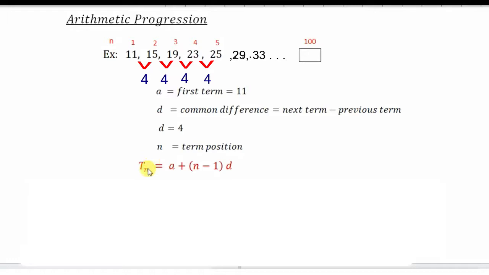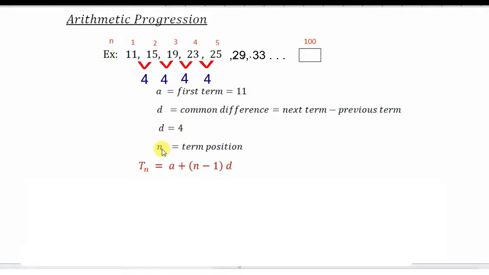The formula is Tn equals A plus (n minus 1) D. So what is A here? A here will be the first term of the sequence. So the first term of this sequence will be 11. And what is D in the formula? D is the common difference. And how do you find the common difference? As I told you, next term minus previous term. That's how you get the common difference. So what is the common difference here? The common difference is 4.